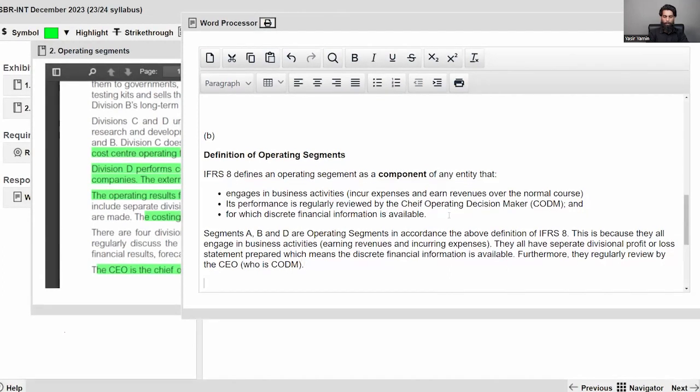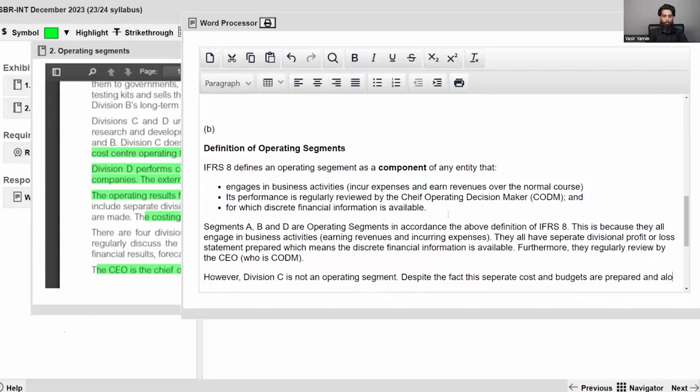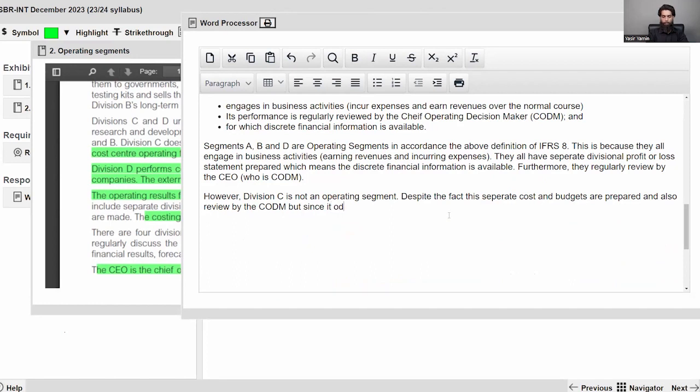However, division C is not an operating segment, despite the fact that separate costs and budgets are prepared and also reviewed by the CODM. But since it does not engage in business activities, that's why it cannot be classified as an operating segment. All right. So I think this is more than enough for the definition of operating segments.